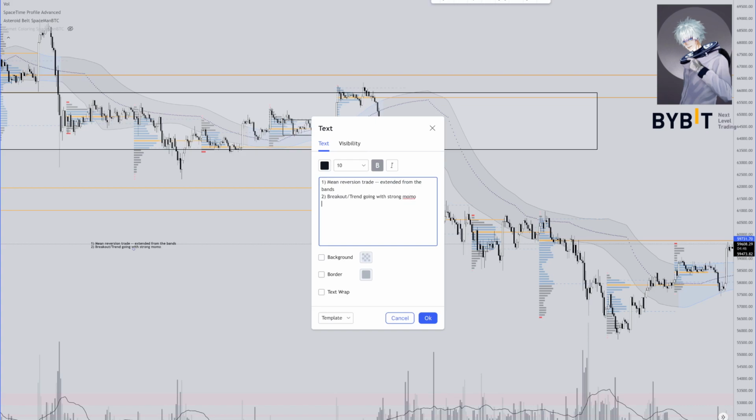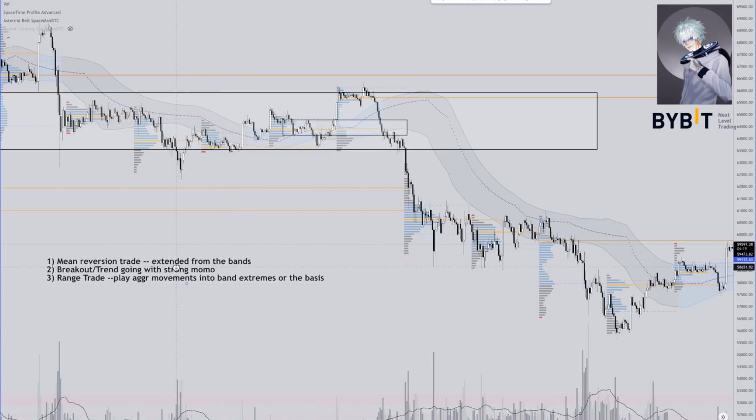And then three is going to be actually playing the bands as the range. So we're going to be looking to play aggressive movements into band extremes or the basis. Okay, so those are the basic strategies we're going to be looking at when we're looking at the bands, right?